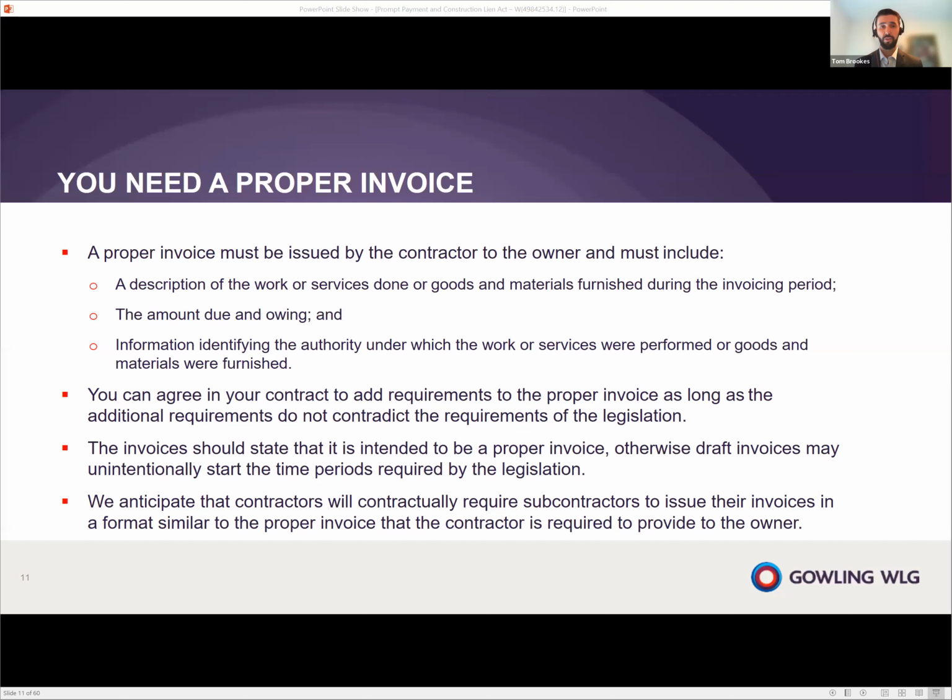So these requirements only apply to the contractor's invoice to the owner. However, we anticipate that contractors are going to contractually require their subcontractors to issue their invoices in a similar format to the proper invoice with the same kinds of information.